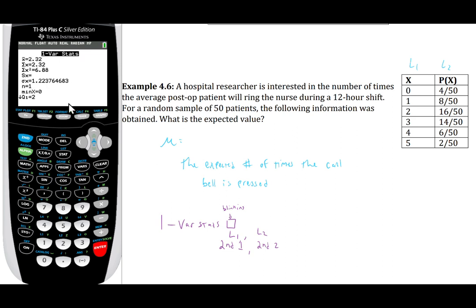All right, so the mean is 2.32. Again, this mean is a theoretical probability. It is saying that if we were to look at the patients in this hospital, for many, many patients over many, many weeks and many, many 12-hour shifts, and average the number of times the patients will ring the call bell, the average of all of those would be 2.32.